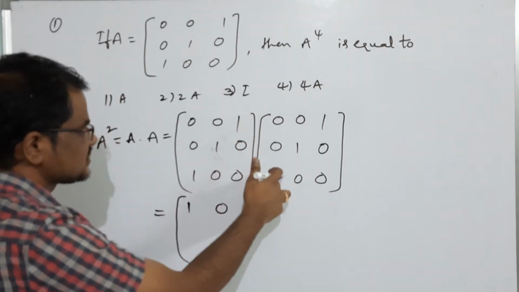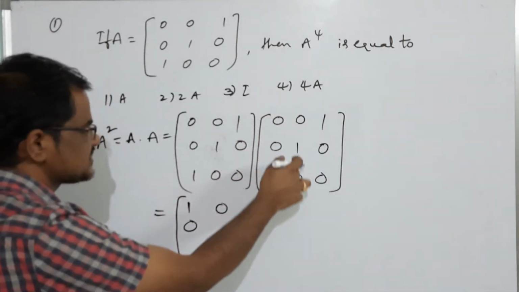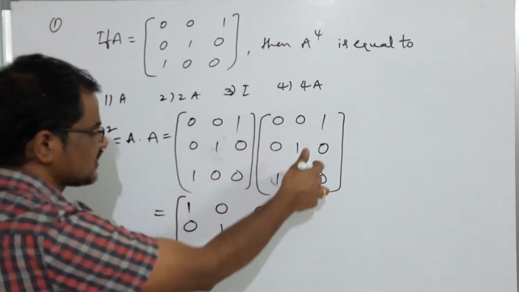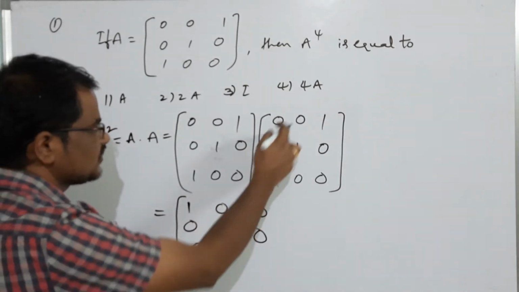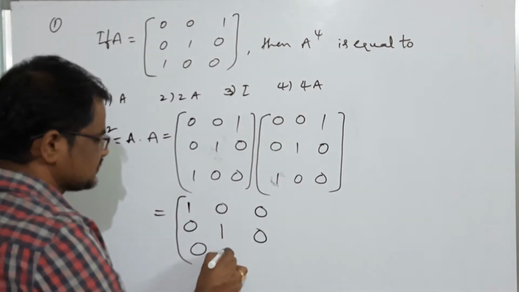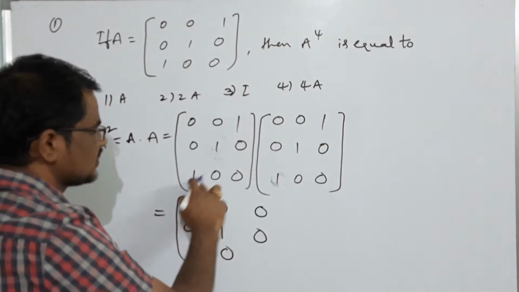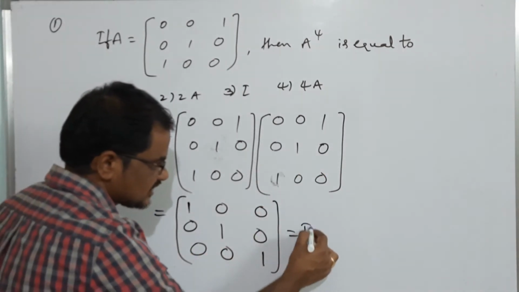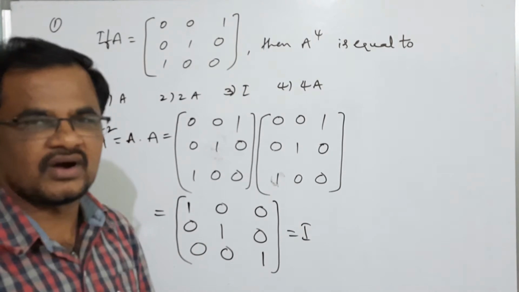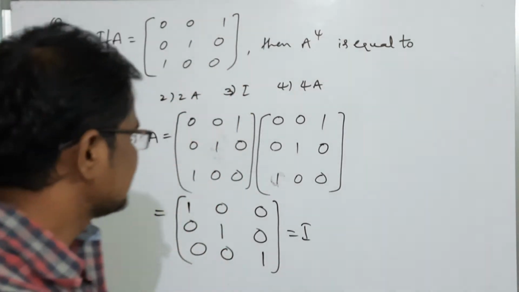Second row with first column 0. Second row with second column 1. Second row with third column 0. Third row with first column 0. Third row with second column 0, and third row with third column 1, so 1 you will get. This is nothing but the identity matrix of order 3.